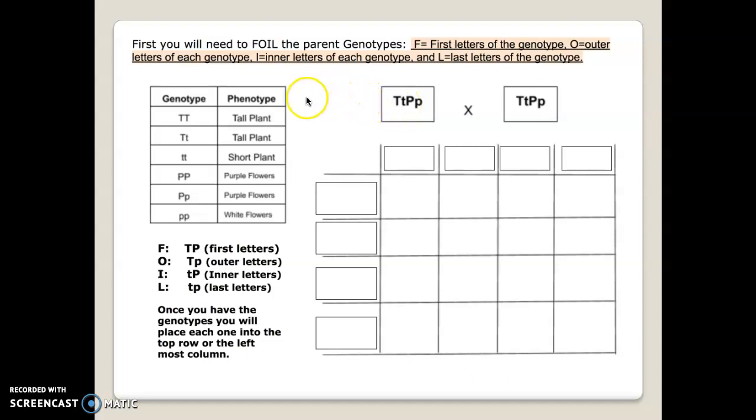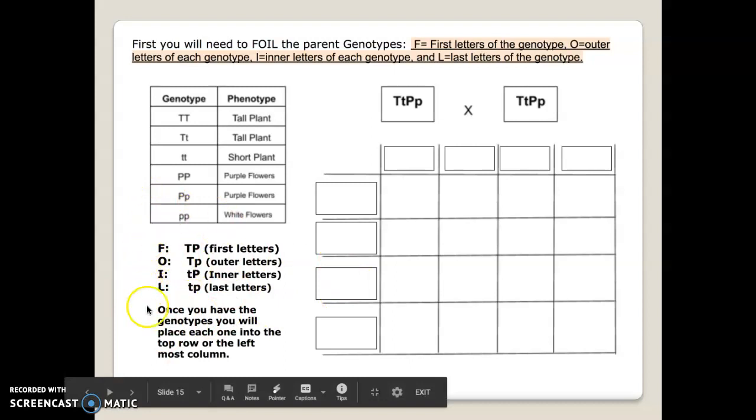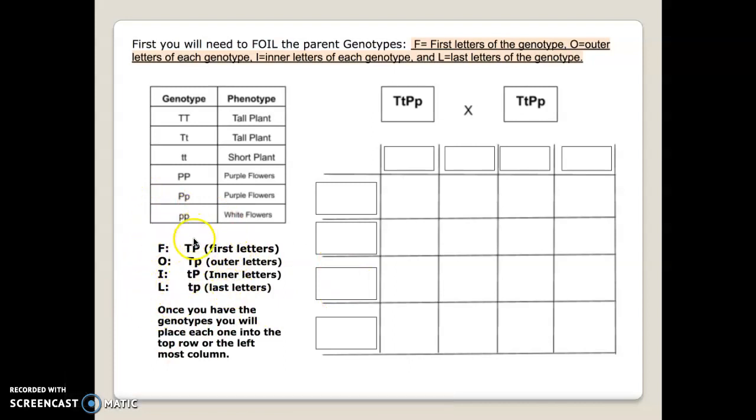So I would make a box and I would put big T, little t on top and big P, little p on the side. And then I would cross them like a normal monohybrid cross, and that'll give me all of the alleles to put in these boxes. So down here you have the FOIL method.